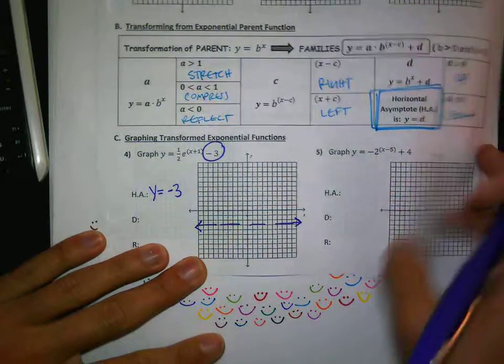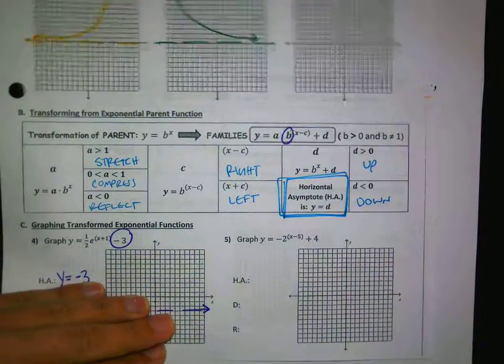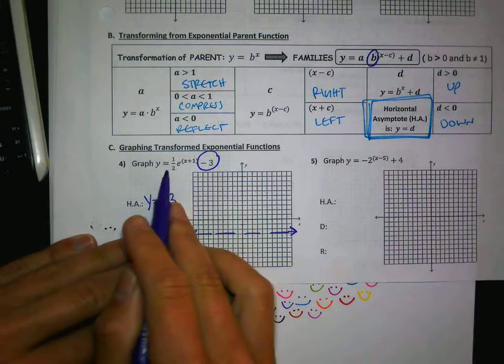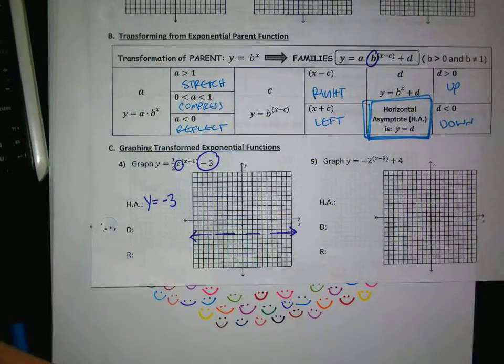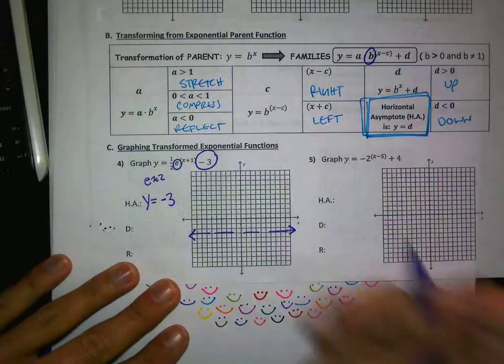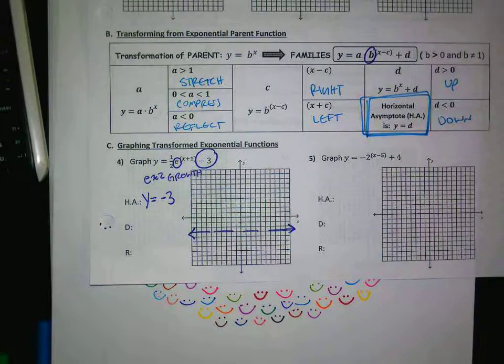And now for the growth and decay, you have to look at the B value, the value with the exponent. So which one of these, the 1/2 or the E, which one is with the exponent? The E. So the E is going to tell us growth or decay. Is E bigger than 1 or less than 1? Greater than 1, right? What is E close to? 2. Very good, 2. So E is really close to 2, which means it's a growth.